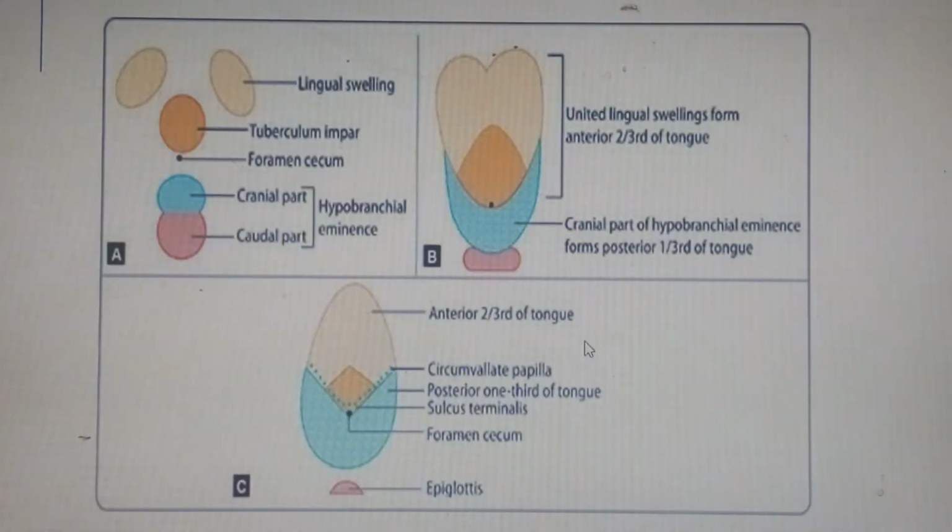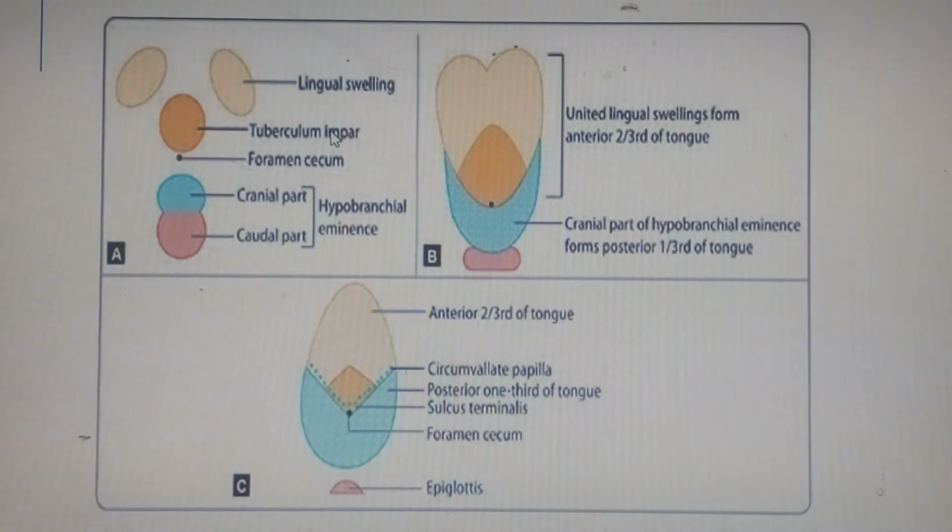So schematically, what are we saying? We are saying that the tongue will be coming from the first branchial arch, where we have lingual swellings developing. Around the 4th week of intrauterine life, these lingual swellings appear, and because they are laterally placed on either side, we call them lateral lingual swellings. Then there will be another structure formed between these lateral lingual swellings, and that is what we call the median lingual bud, which is the tuberculum impar. And then I told you that there will be overgrowth.